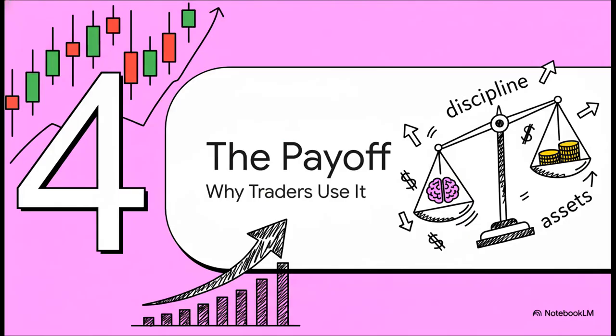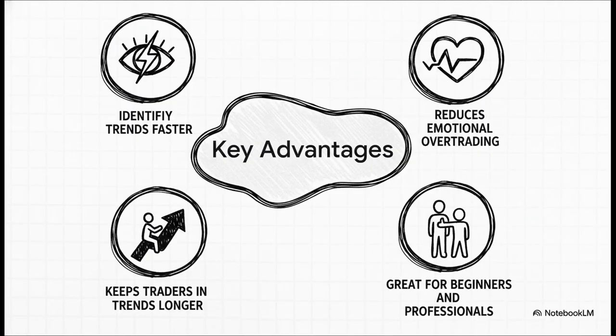So what's the big payoff? Why would a trader choose this kind of chart? Well, it really boils down to making better decisions and having more discipline, and those are two of the most valuable assets any trader can have. The advantages are pretty clear. By filtering out the noise, you can spot the real trends faster. That clarity helps cut down on all that emotional, knee-jerk trading. And maybe most importantly, that smooth visual helps you stay in your winning trades longer. It's an awesome tool for beginners and seasoned pros alike.